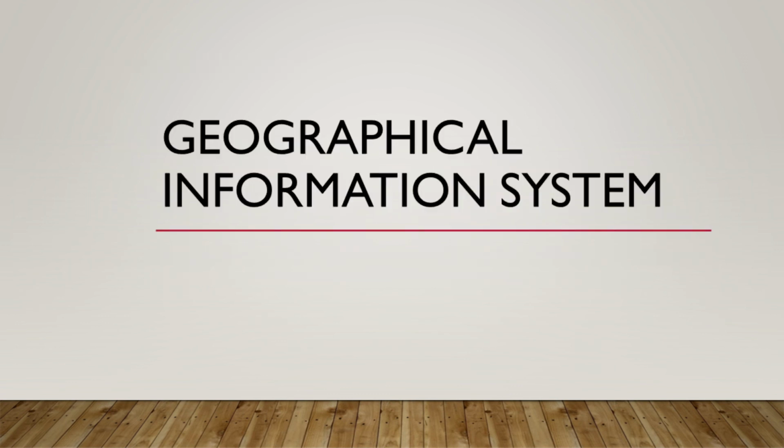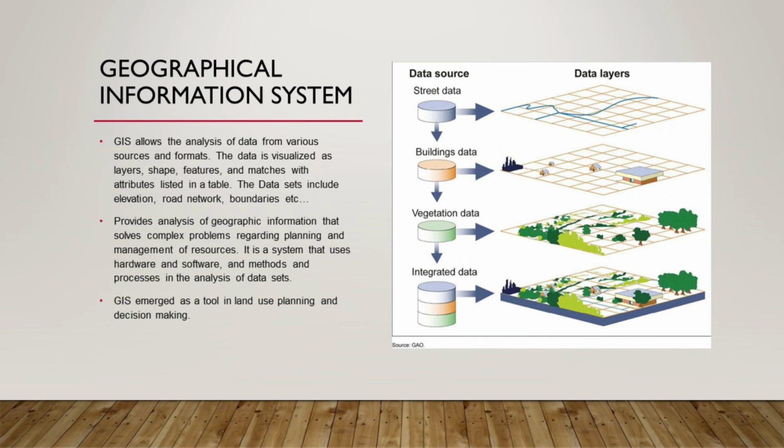Geographical Information System. Geographical Information System, or GIS, allows the analysis of data from various sources and formats. The data is visualized as layers, shapes, and features, and matches with attributes listed in a table. The data sets include elevation, road network, and boundaries, etc. It provides analysis of geometric or geographic information that solves complex problems regarding planning and management of resources. It is a system that uses hardware, software, methods, and processes in the analysis of datasets.